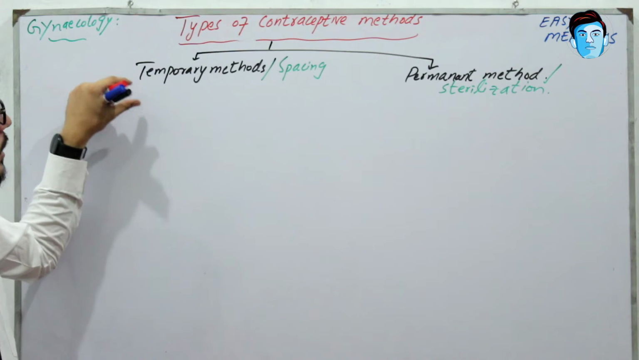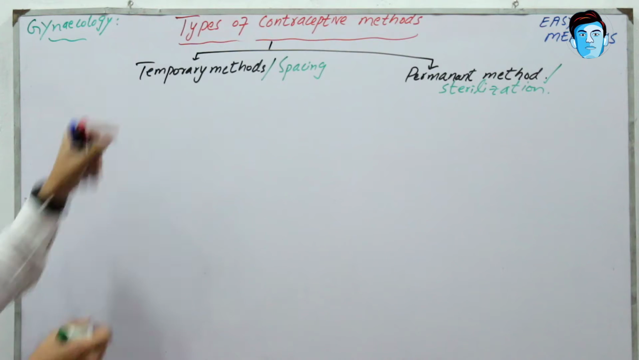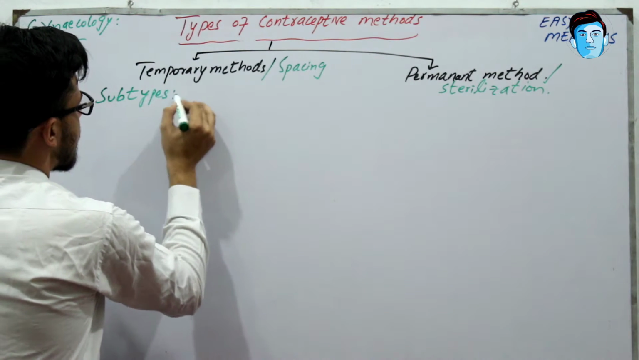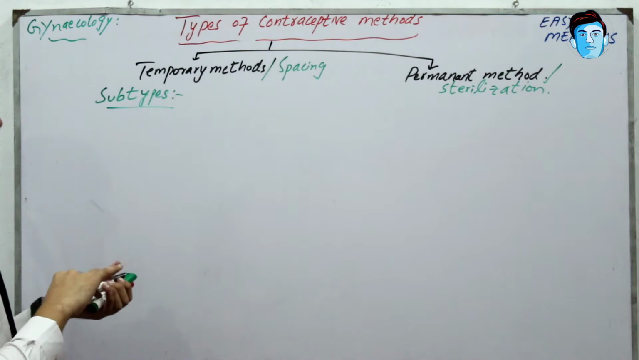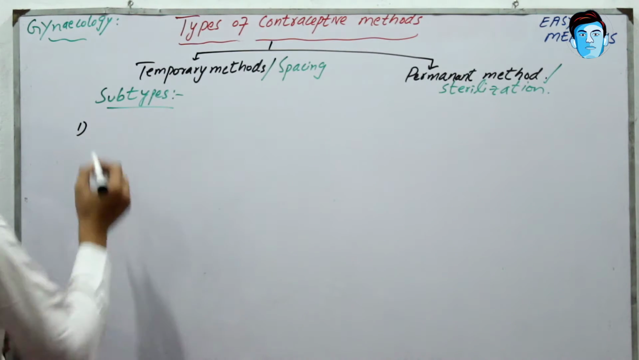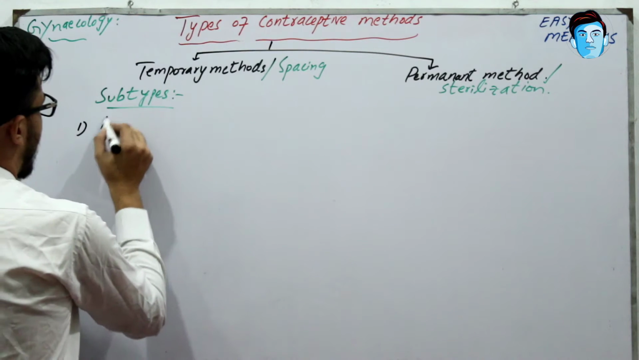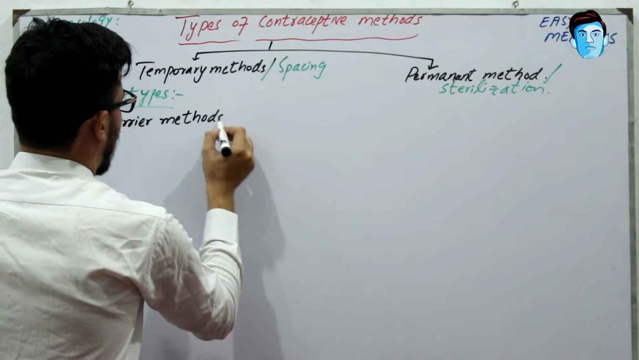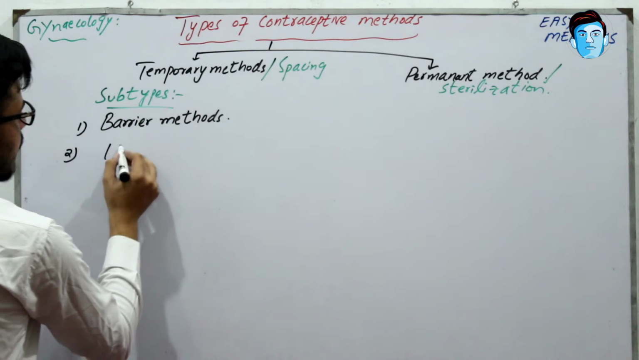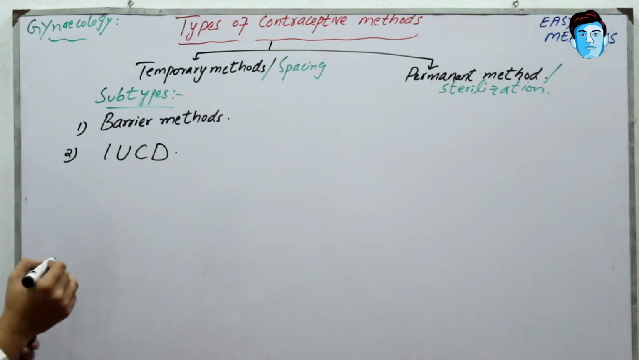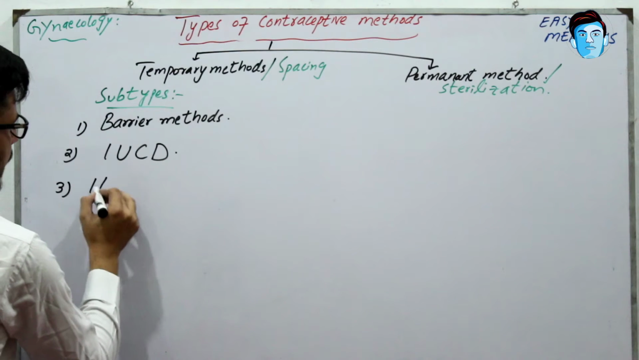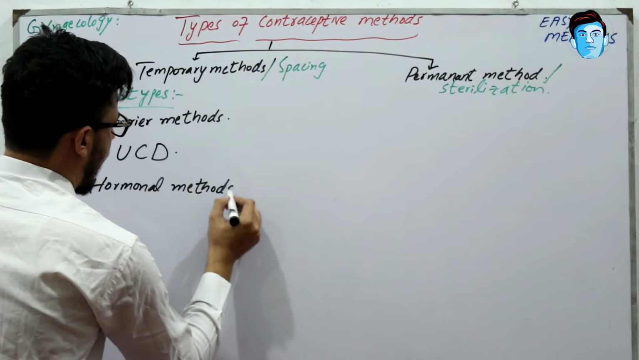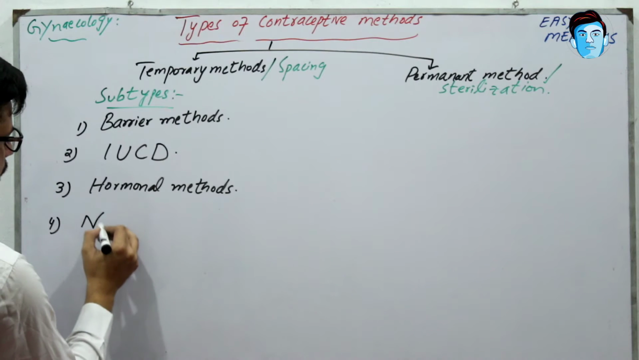Now, there are certain subtypes of these methods. What are the subtypes of the temporary method? The first one is the barrier method. The second is intrauterine contraceptive devices, the third is hormonal methods, and the fourth is natural methods.